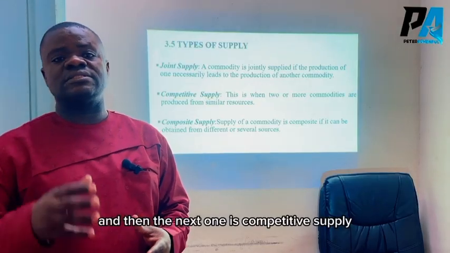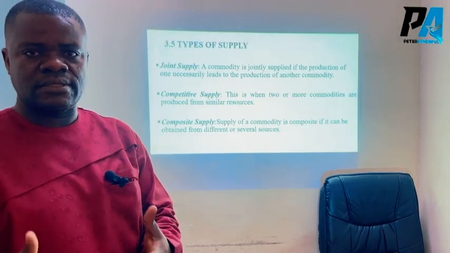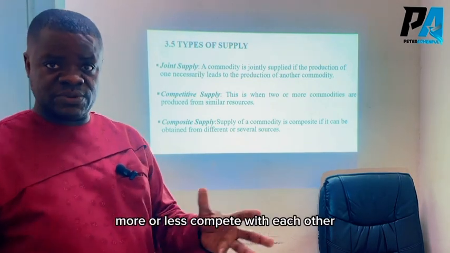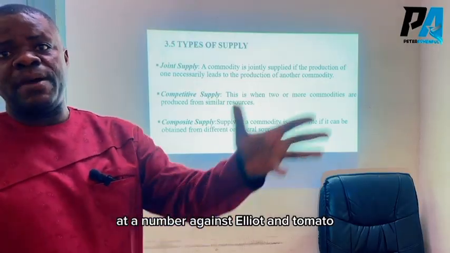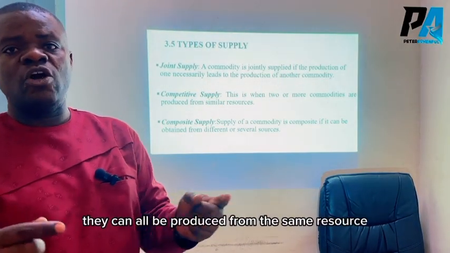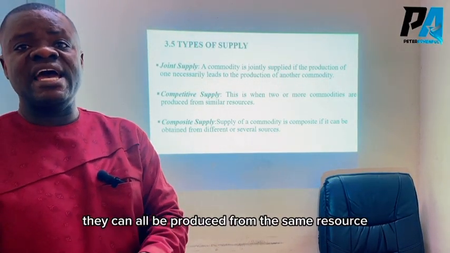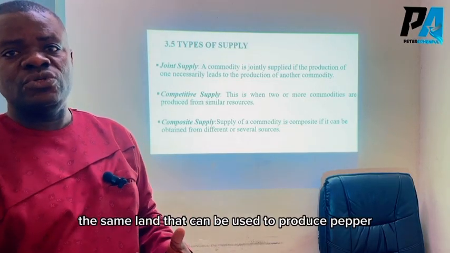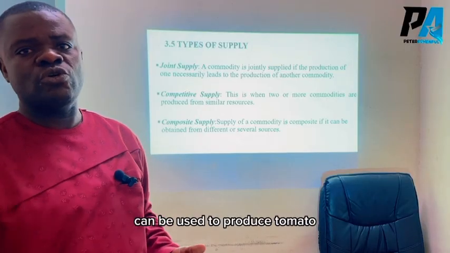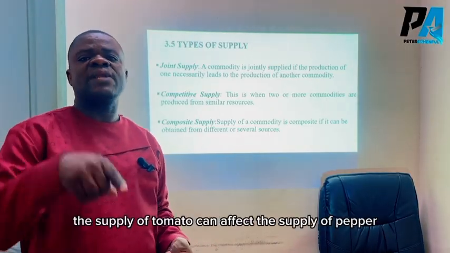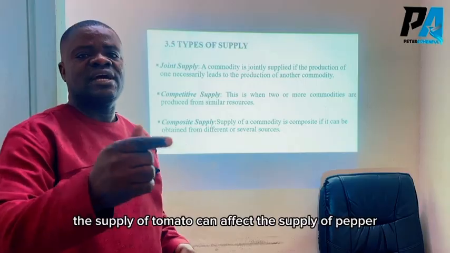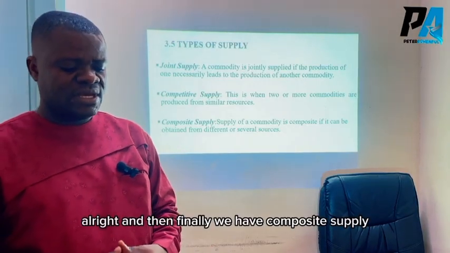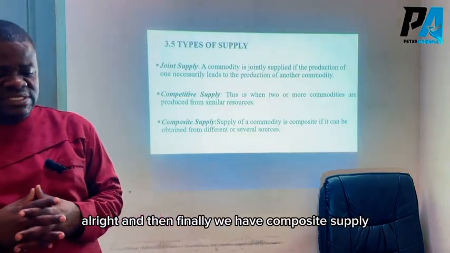And then the next one is competitive supply. This is where two commodities are more or less competing with each other. Like the example I gave earlier, pepper and tomato, they can both be produced from the same resource. The same land that can be used to produce pepper can be used to produce tomato. So in this case, the supply of tomato can affect the supply of pepper what? Negatively.